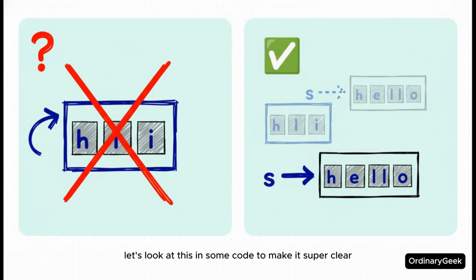Okay, let's look at this in some code to make it super clear. On the left, that's what you might expect to happen. You'd think the original string "hi" just gets changed. But look over on the right, that's what's really going on. When you write s equals "hello", Java doesn't touch the original "hi" at all. Instead, it makes a completely new string, "hello", and just points your s variable to that new one. The old "hi" is just left behind, totally untouched.